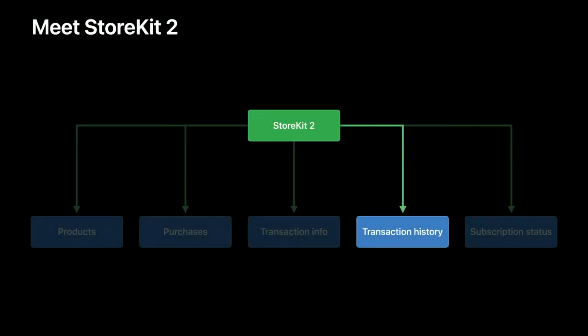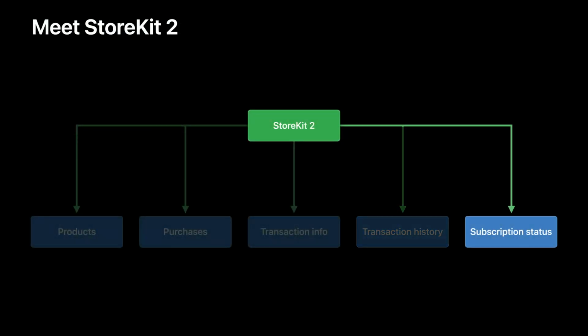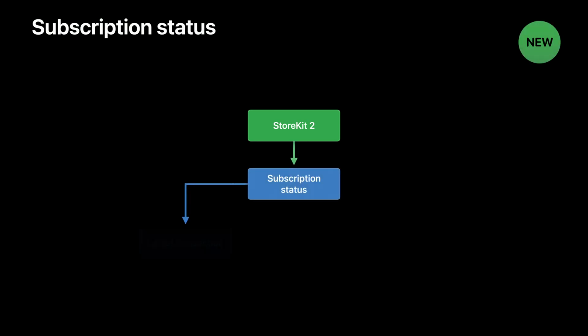In addition to transaction history, StoreKit 2 is also adding ways for you to get detailed information about a user's subscription status. This subscription status has 3 parts. The first is the latest transaction. This conveniently lets you access the last transaction that occurred for this subscription, and it's the same as if you called the latest transaction we talked about earlier.